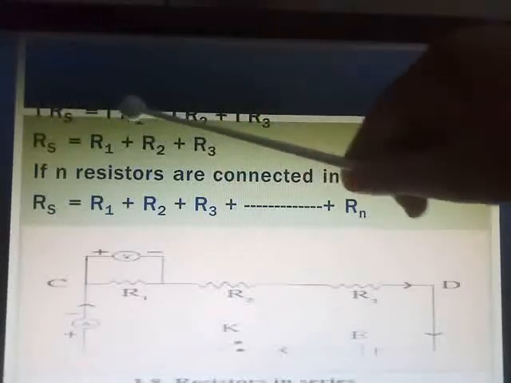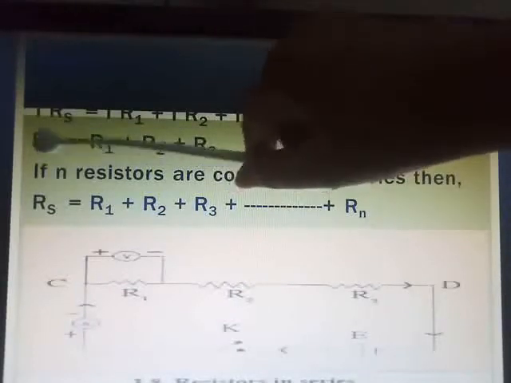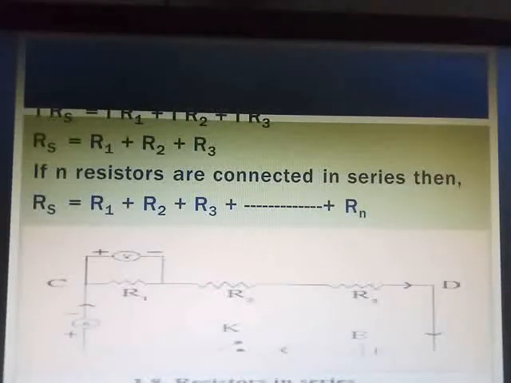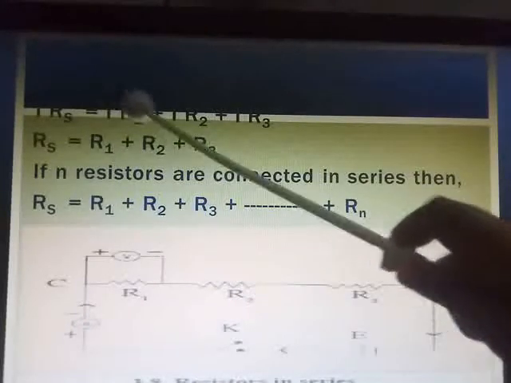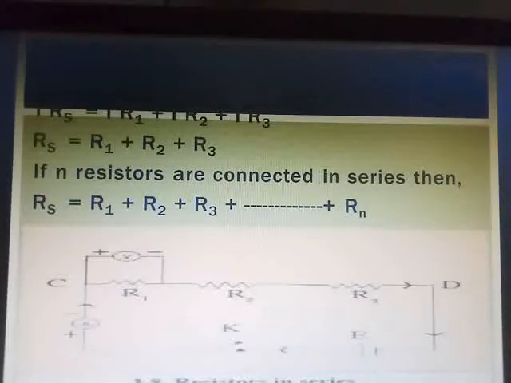If I is taken common, then I will be cancelled off on both the sides. Therefore, Rs is equal to R1 plus R2 plus R3. If in place of 3 resistors, n number of resistors are connected in series, then what will be your effective resistance? Rs is equal to R1 plus R2 plus R3 plus up to Rn, that is n number of resistors. So this is the derivation for resistors which are connected in a series combination.